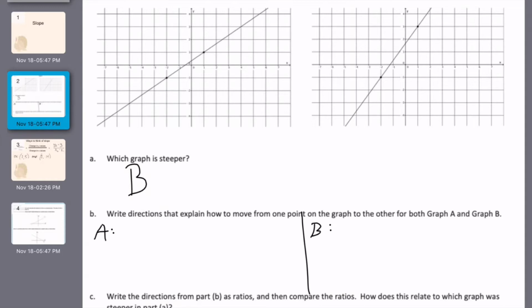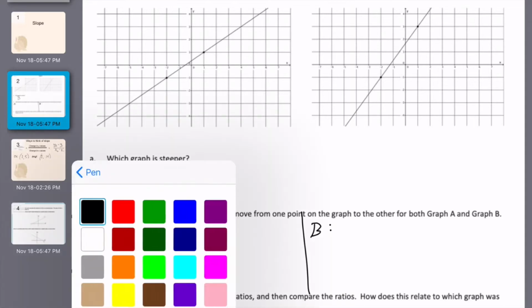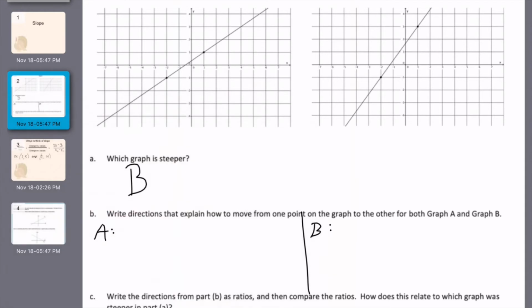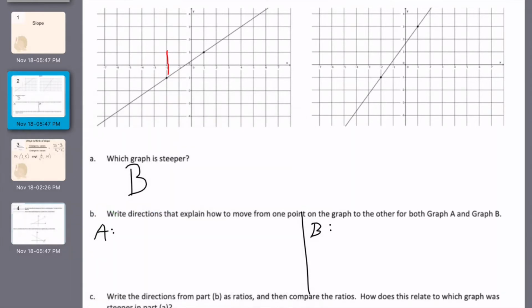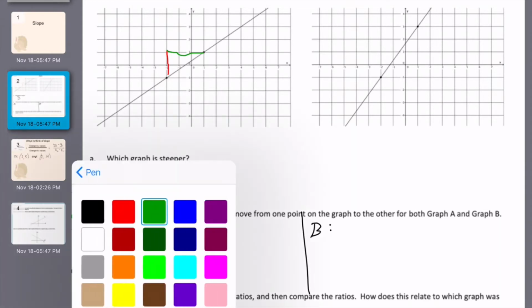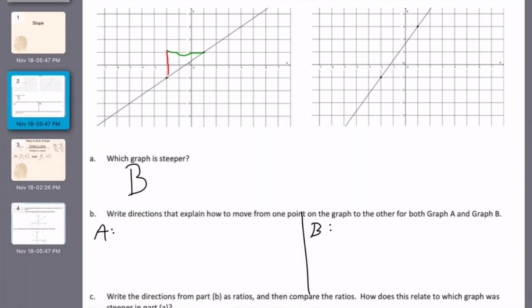Well, it looks like for graph A, and I'm going to change my line color here, I have to move up 2 boxes, and then I have to move to the right 3, 1, 2, 3 times. So I know up 2, right 3.